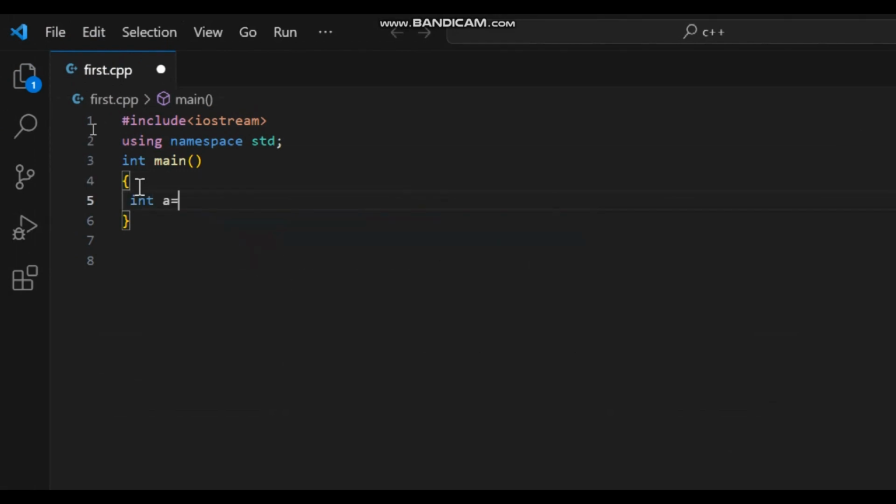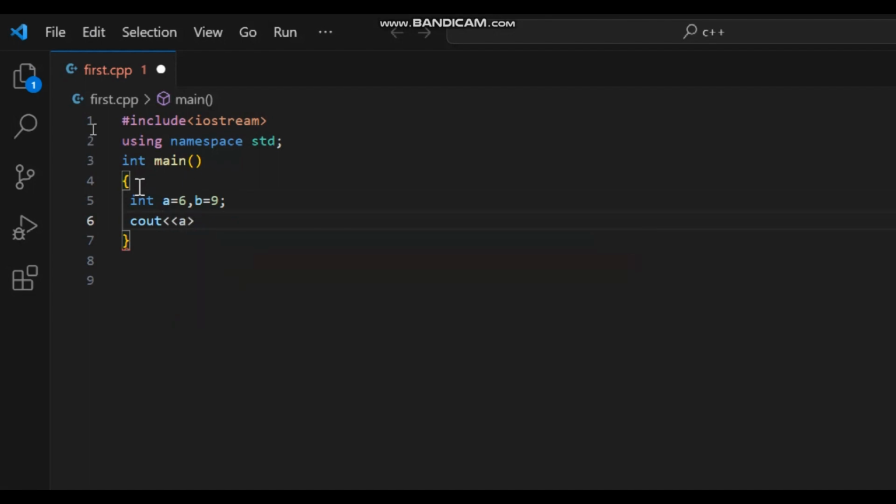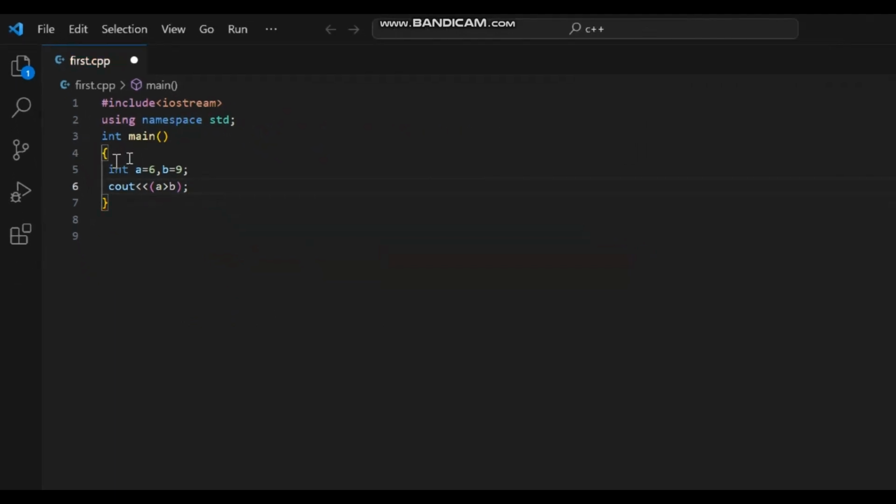Taking two variables, a equals 6, b equals 9. You write cout a greater than b. I will write it in brackets. Here the condition a greater than b is false, since 6 is greater than 9 is not true, so it returns false. False means it prints 0. If it is true, it prints 1.